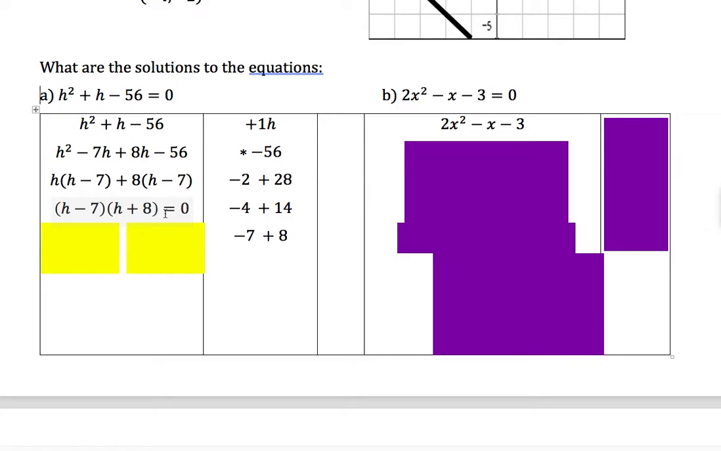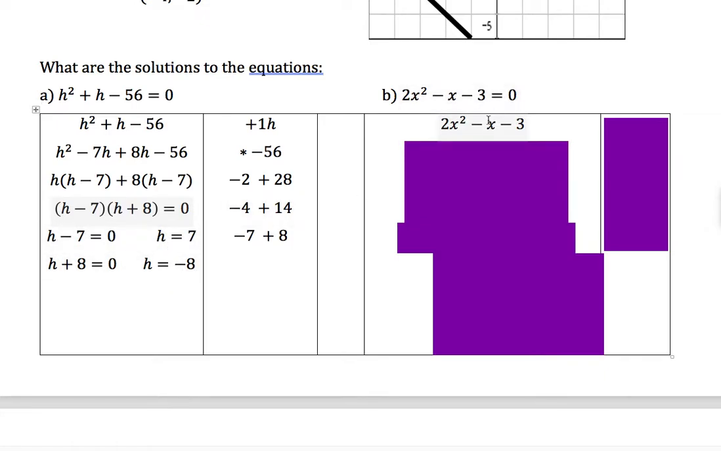Now that we've factored this polynomial, we want to set both of those factors equal to 0 and solve for h. So we'll have h minus 7 is equal to 0, and h plus 8 is equal to 0. Then we're going to solve for our h value. So I have to add 7 to both sides, and that gives me h is equal to 7. And then over here I have to subtract 8 from both sides, and I'll get h is equal to -8. So the two solutions to the equation are 7 and -8.